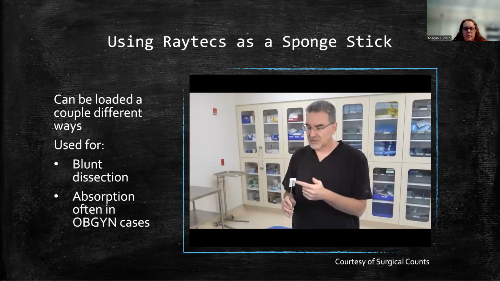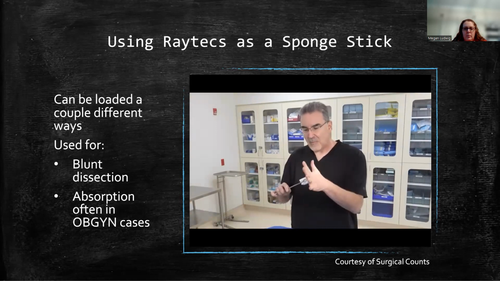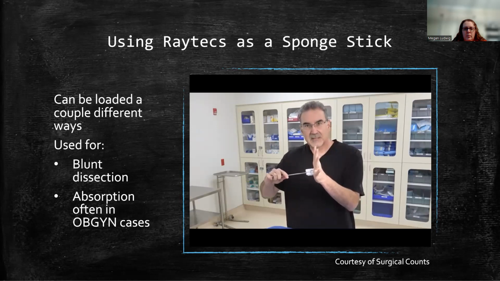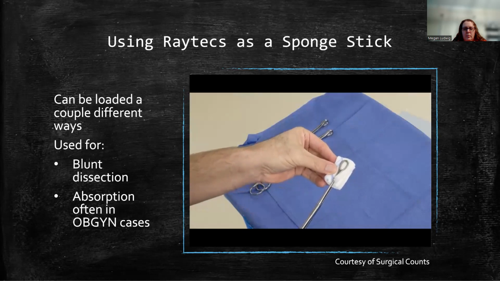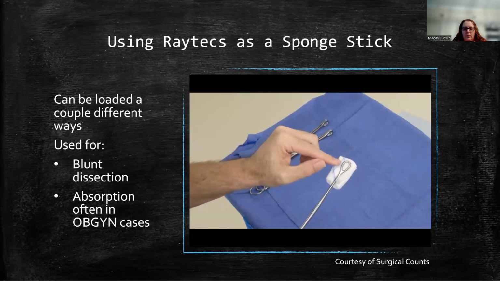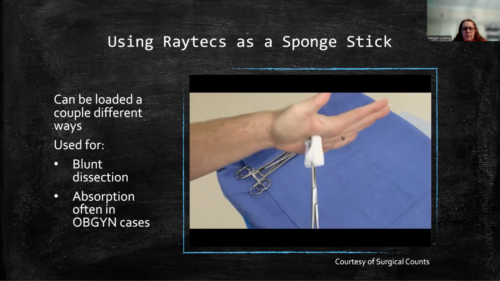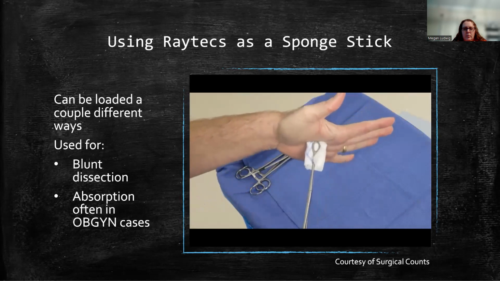Now notice how I've positioned the sponge in the clamp itself. There's about 1 centimeter of the sponge sticking out above the tips of the clamp. That way, when it's used against the tissue, the metal is not pressing against the tissue itself, but also the sponge itself is not too floppy. Now you want to be careful that you don't load it so that the metal tips are too close to the end of the Raytec like I've done here. Because then if you go to dissect against that tissue, the metal tips themselves are actually touching the tissue.